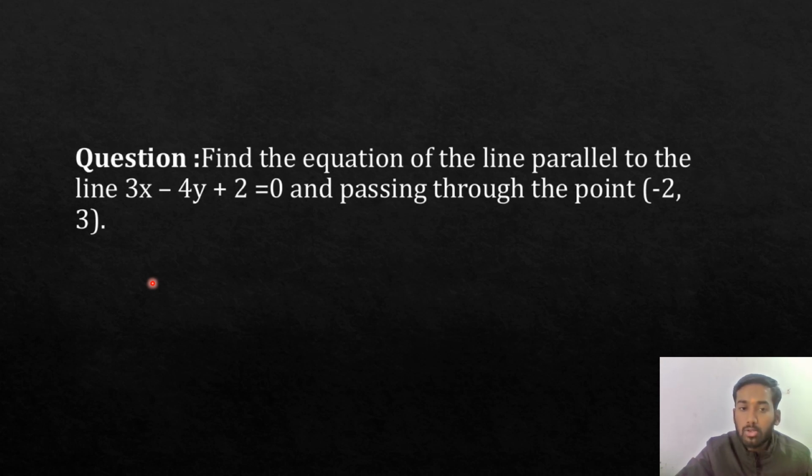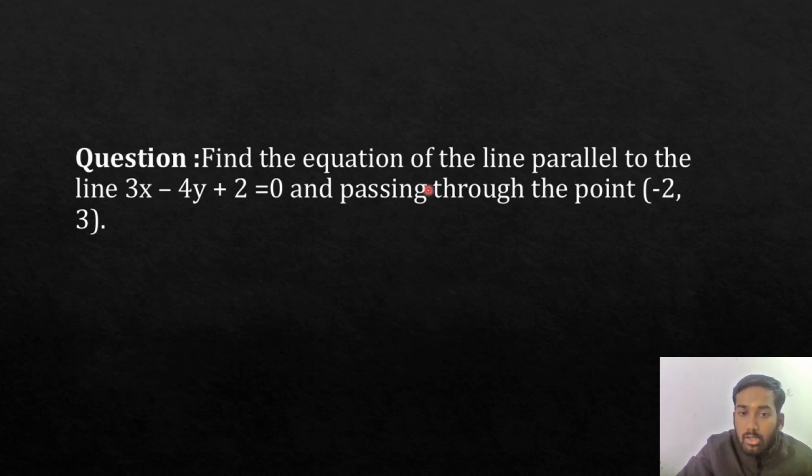The approach would be: we have the line 3x minus 4y plus 2 given, and we have to find the equation of the line which is parallel to this line, and it is passing through the point minus 2 comma 3. If we know the slope of this line, then we can easily find the equation of the line. So how can we find this slope?